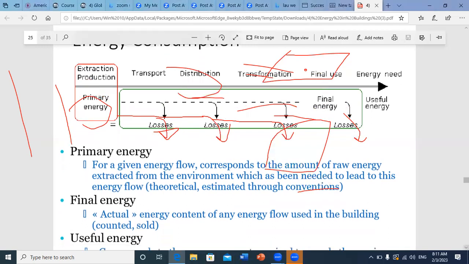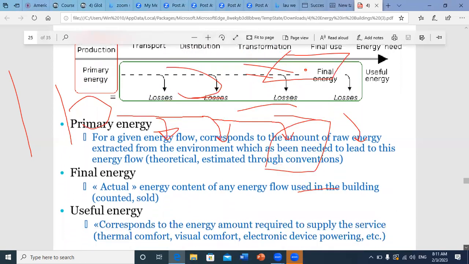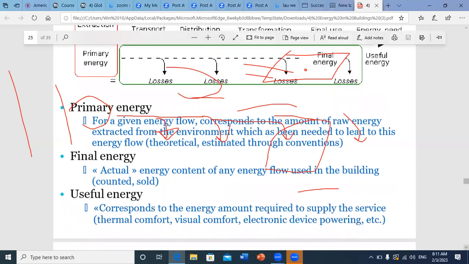Now, the final energy is the actual energy content of any energy flow used in the building. The useful energy corresponds to the energy amount required to supply the service, including thermal comfort, visual comfort, electronic device powering, etc.